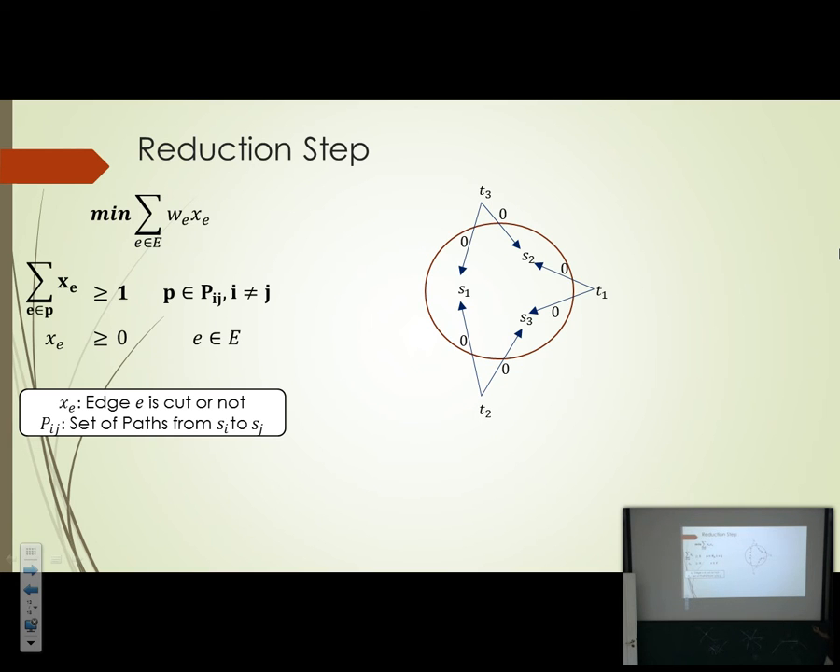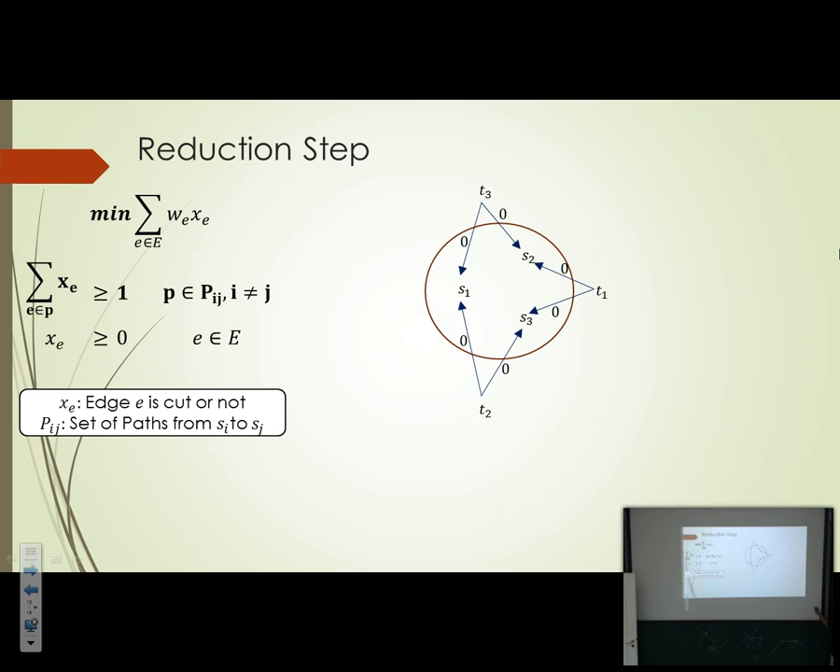So first we do one reduction step. Let's say we have just 3 terminals, S1, S2, S3. We add 3 new vertices, T1, T2, and T3. From T1, we add edges to S2 and S3 with length 0. From T2, we add edges to S1 and S3 with length 0. And from T3 to S1 and S2.